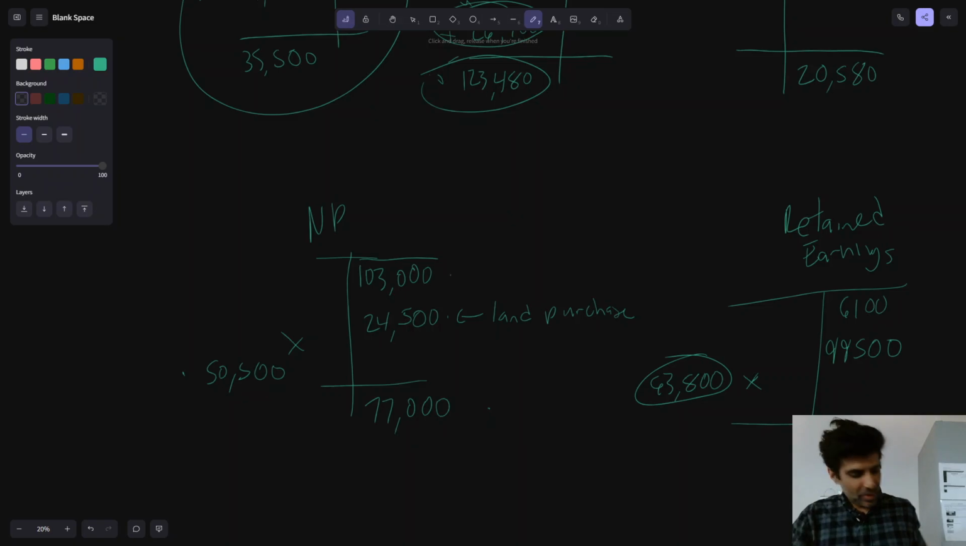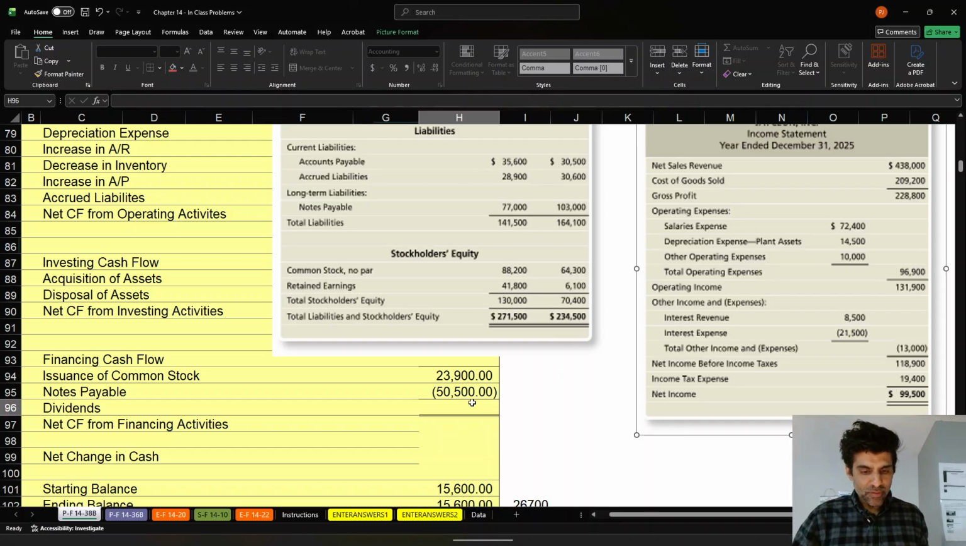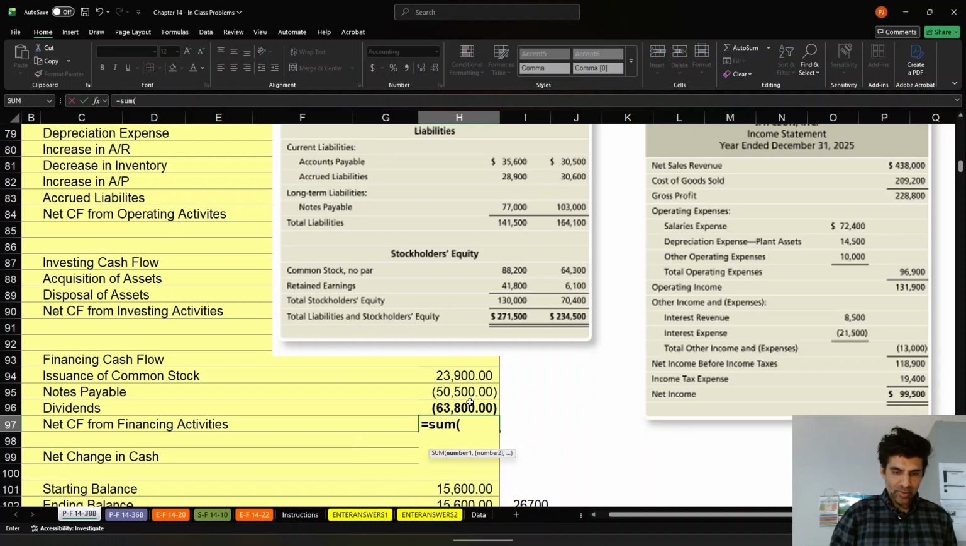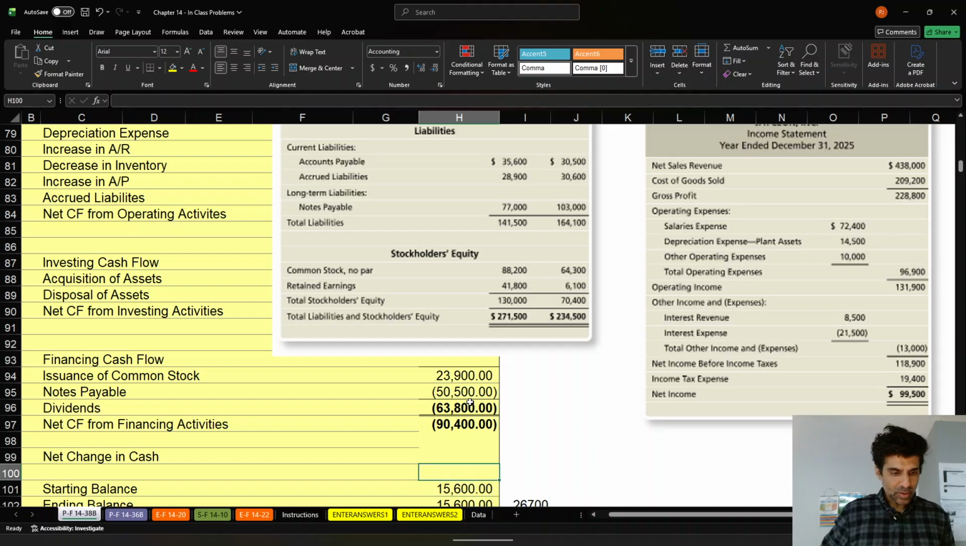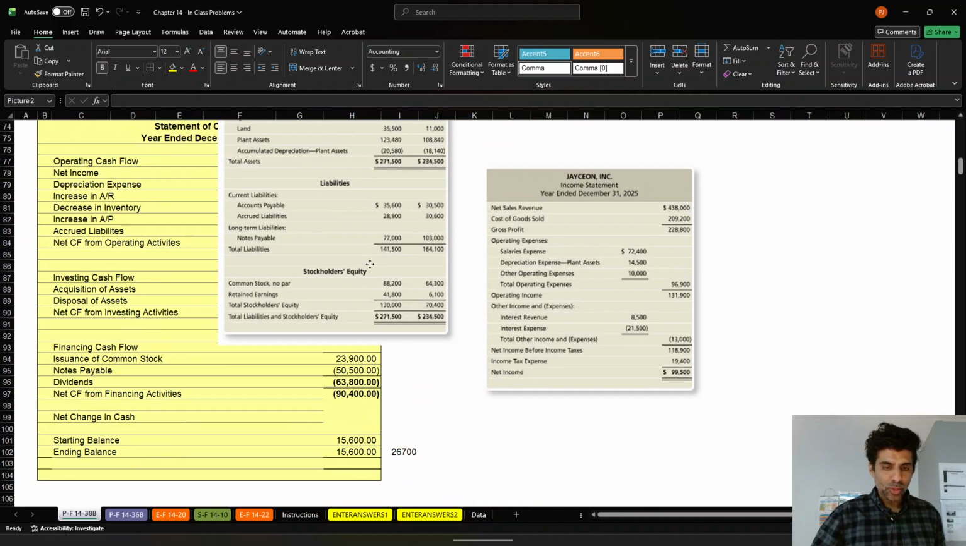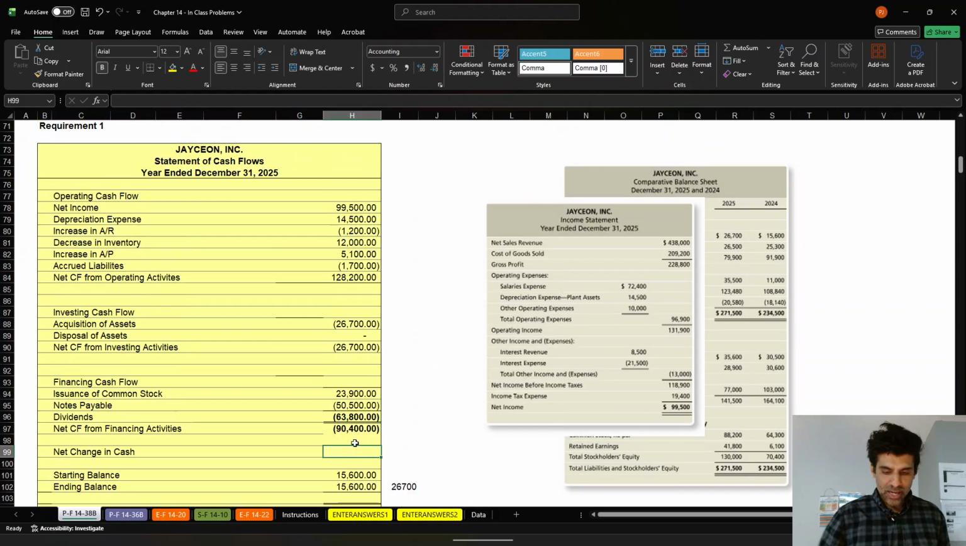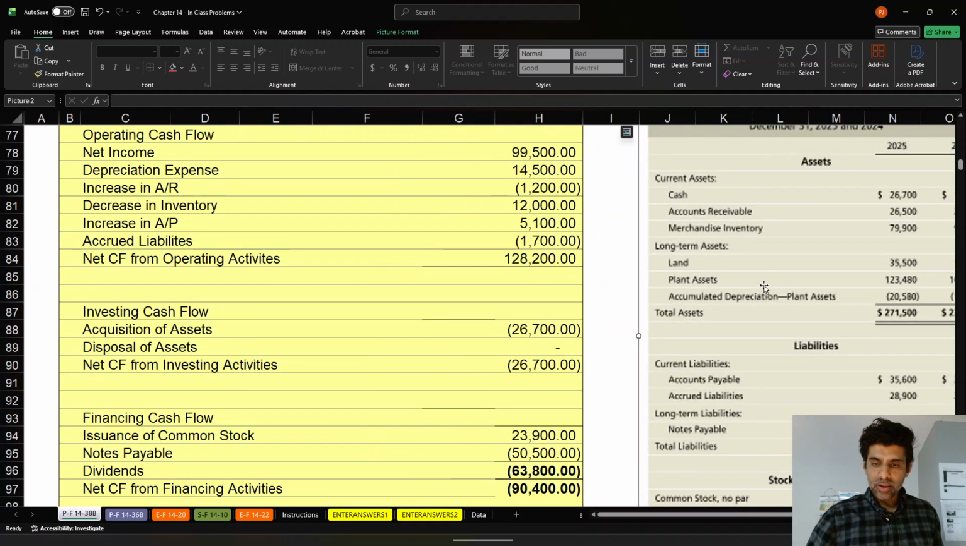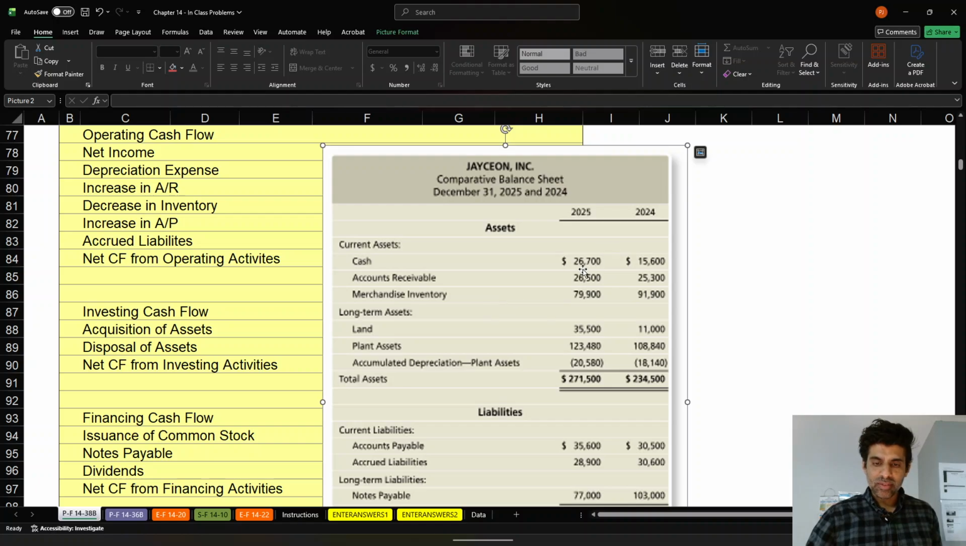Okay. So now we can go back to this. We know the dividend is also a negative cash flow. And so now when we add all of this up, okay, so now we've finished all three sections. We can get our net change in cash, which is just equal to each of the sections totals. And once I populate this formula, it is now taking into account the net change. And we can see that it exactly reconciles with our cash ending balance of 26,700.